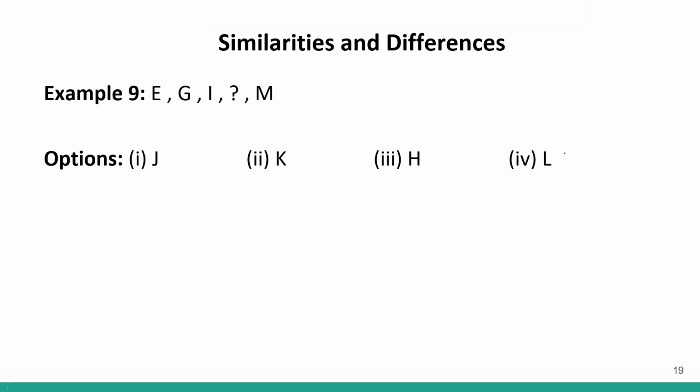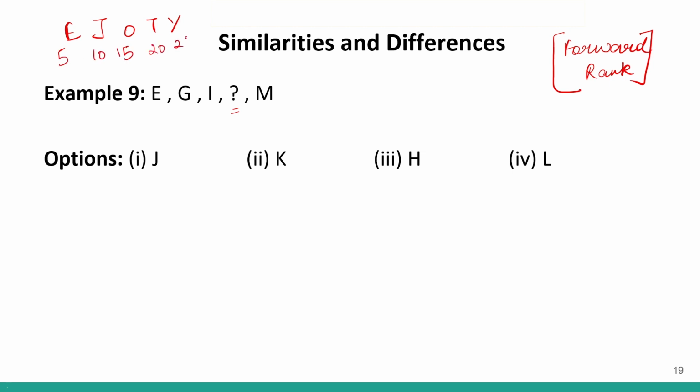Now, A, E, G, I, missing element, and then M. This is a concept of letter series or alphabet series. Here we use the concept of forward rank. Let me give them ranks. If you remember, I told you a shortcut called AJOTY to remember forward ranks. So E is ranked at 5. Similarly, G is ranked at 7, I is ranked at 9, and M is ranked at 13.